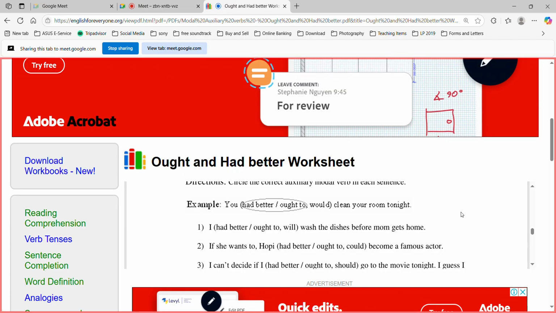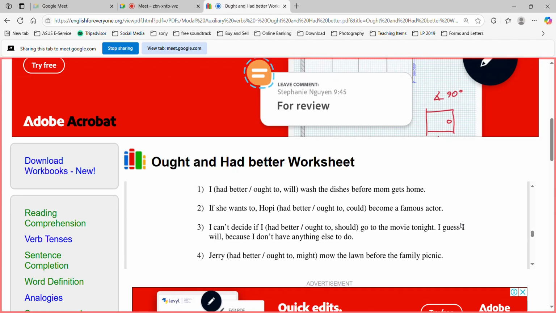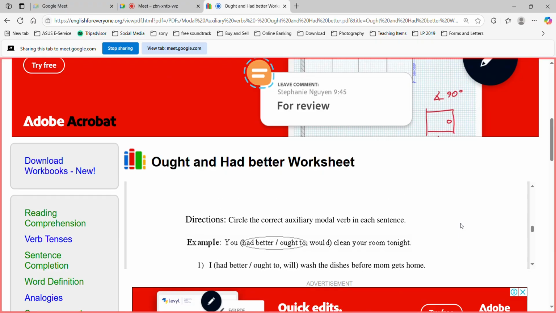All right, so you can do this exercise. Number 1 until 4 first. Please do now until 8:17. So you have to circle the correct auxiliary modal verb in each sentence.